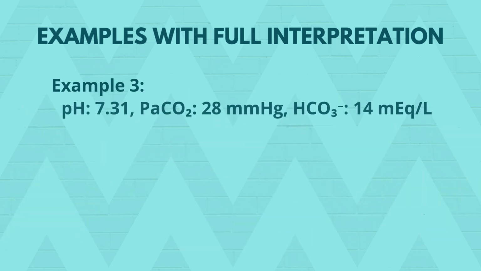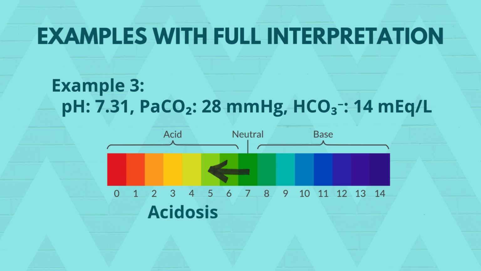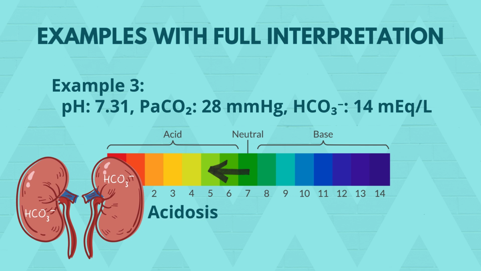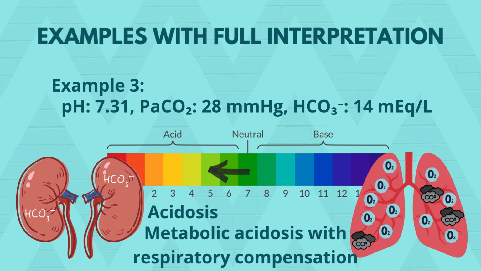Example 3. The pH is 7.31. The carbon dioxide is 28. The bicarbonate is 14. What we're looking at is a low pH, so it's an acidosis. The bicarbonate is low, meaning the body has lost base or gained acid, which is a metabolic acidosis. The carbon dioxide is also low, which means the lungs are trying to help by breathing faster and blowing off acid, which is compensating. So the interpretation is a metabolic acidosis with respiratory compensation.